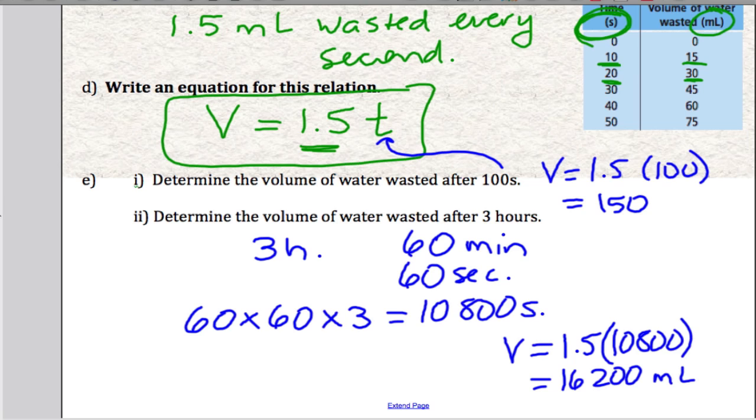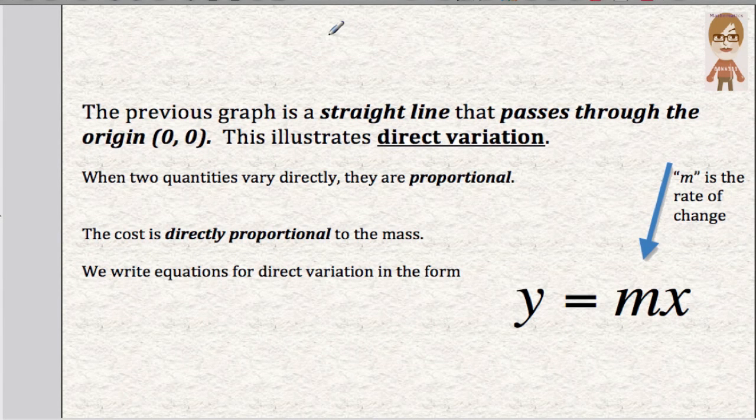So just to sum up on the back here of your page, it says the previous graph is a straight line that passes through the origin 0, 0. This illustrates direct variation. Direct variation passes through 0. That's what you really have to remember. When two quantities vary directly, they are proportional. So that means we are going to be getting a straight line. The cost is directly proportional to the mass, as an example.